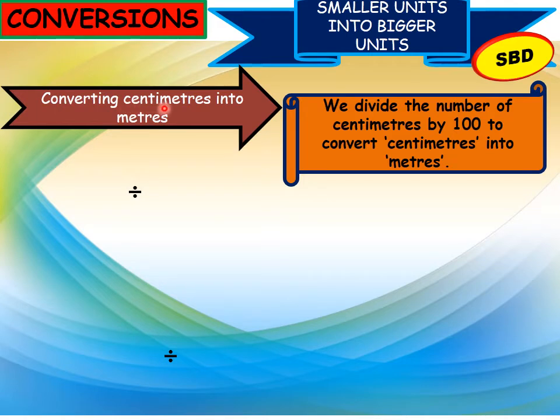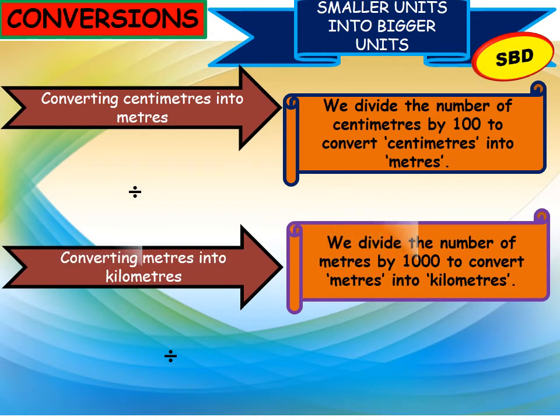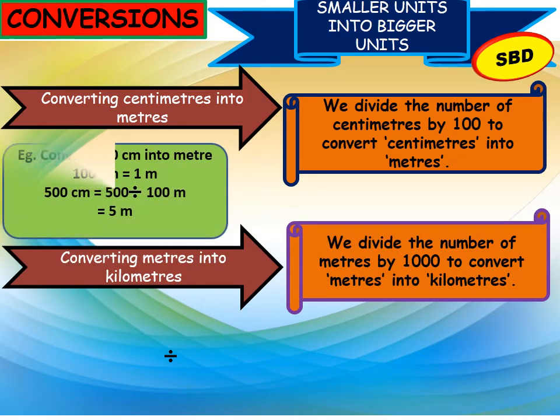How to convert centimeters into meters. We divide the number of centimeters by 100 to convert centimeters into meters. And let's try to understand it with an example. Example, convert 500 centimeter into meter. Since 100 centimeter is equal to 1 meter, 500 centimeter is equal to 500 divided by 100 meter. So the answer will be 5 meter.